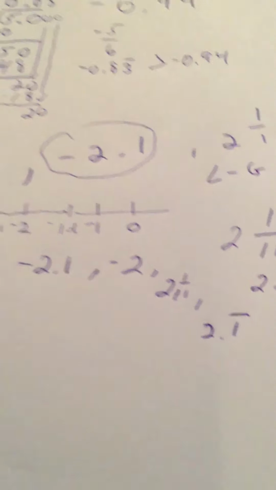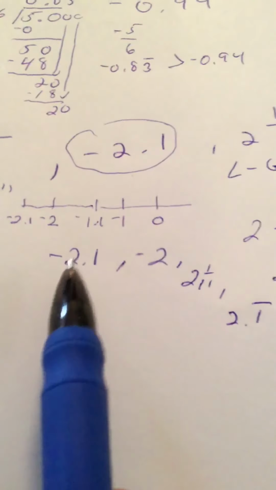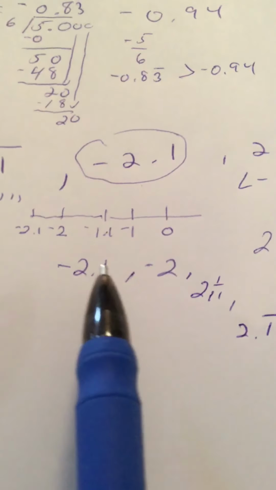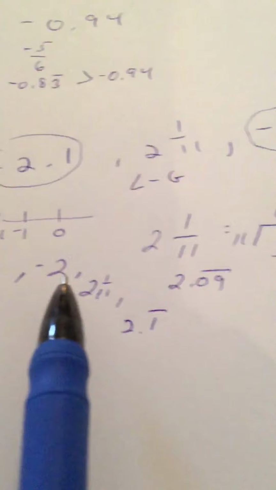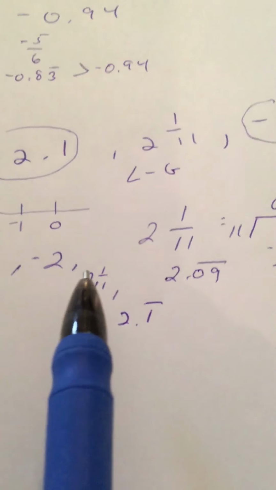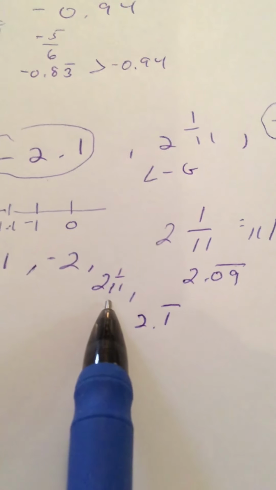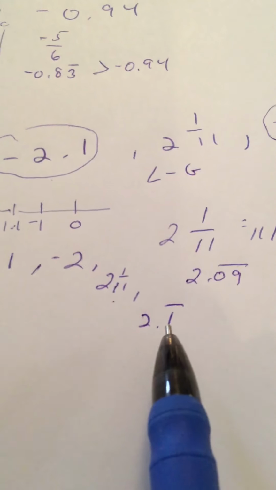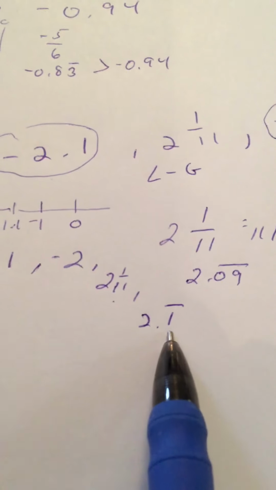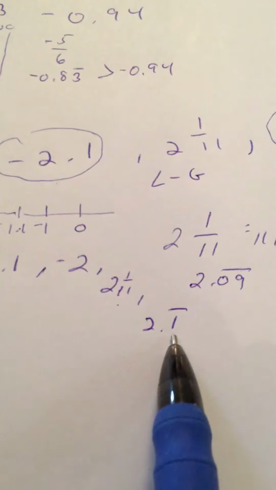So, least to greatest. Negative 2.1 was first. Then negative 2. Then 2 and 1/11. And then 2.1 bar notation.